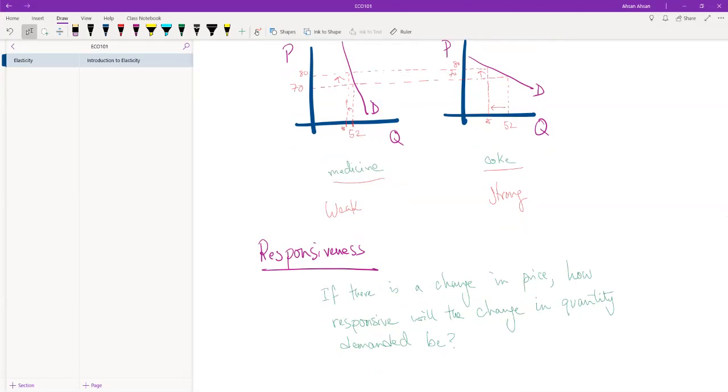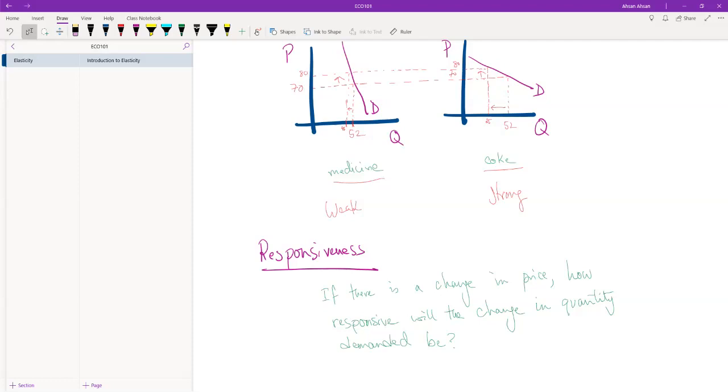In the case of medicine, what we saw was that when there was a change in price, the change in quantity demanded was not very big. It was a relatively small change, which means that quantity demanded is not very price responsive. Price can change by a large amount, but QD will still change by a smaller amount.